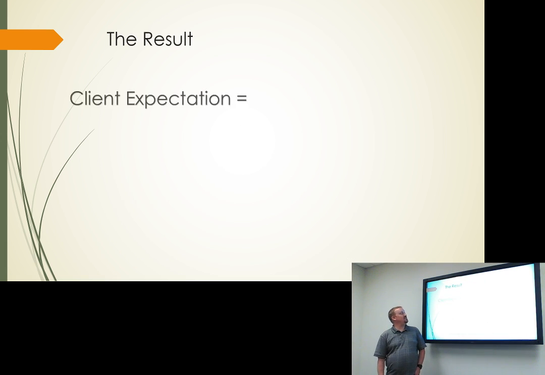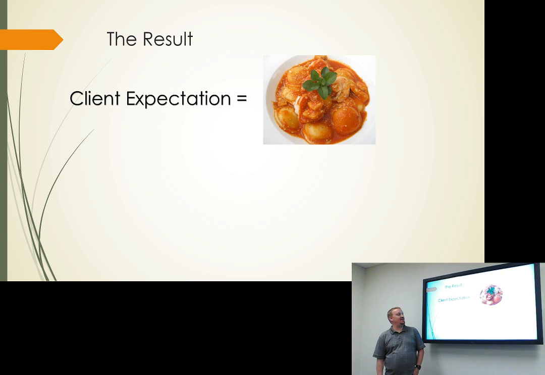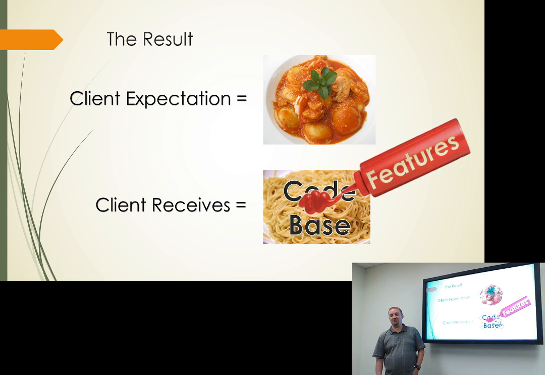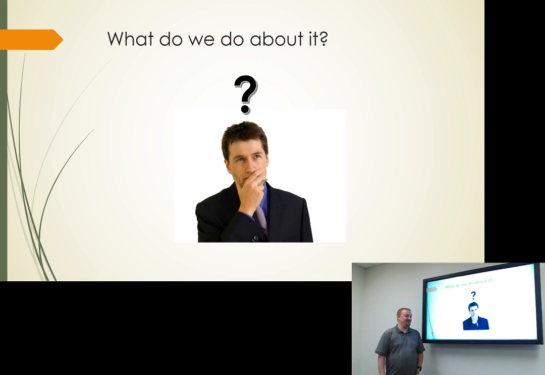All right, so the result of this is that the client expectation is a nice dish of ravioli, everything nicely presented and kind of modular in the way that I can just eat this piece individually. But what they actually get is spaghetti. Oh, you wanted features. Well, there you go. There's your features. Right? That's what we do. We build a code base, it's spaghetti, and then we just kind of throw on whatever we can as we need to. Is that ketchup? Yeah. So what do we do about this?